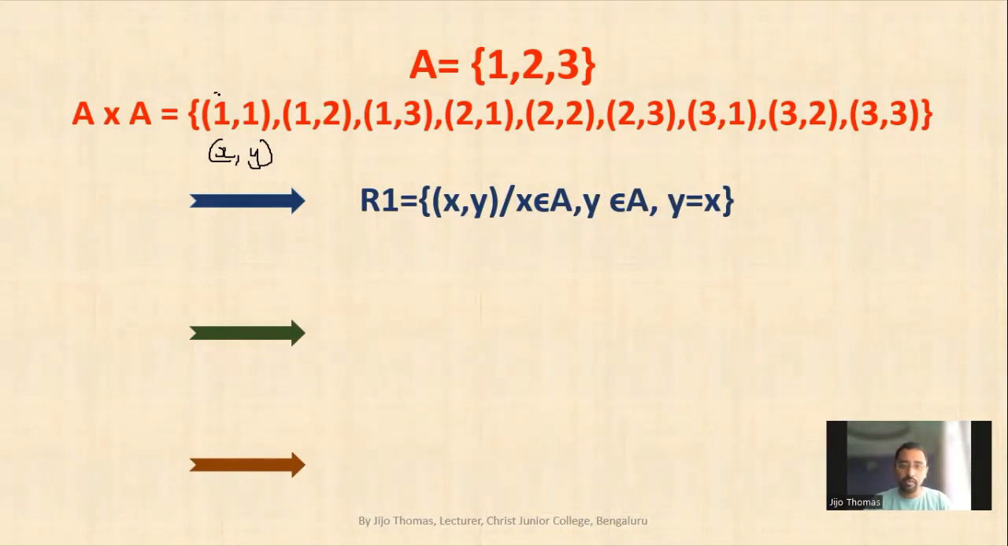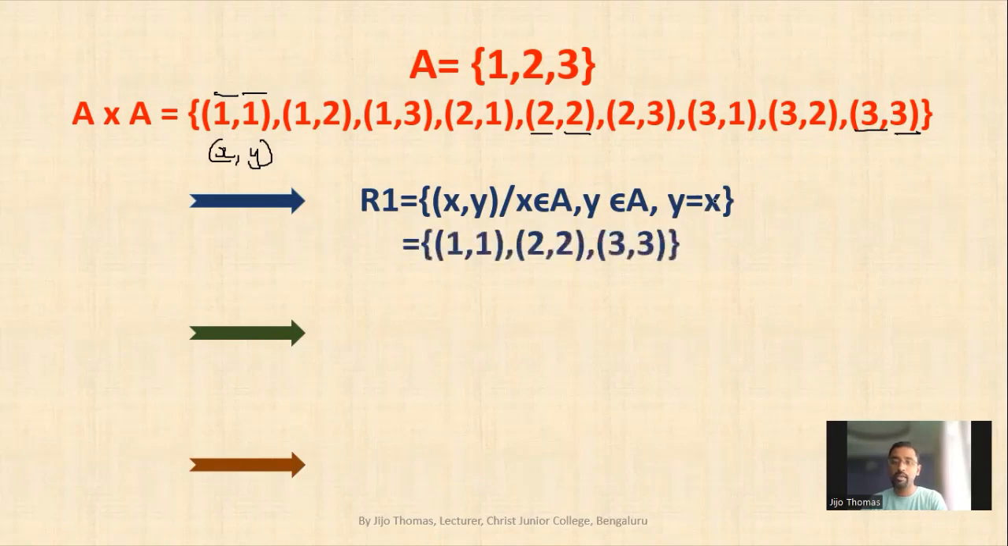So obviously here if you see, (1, 1), they are equal. (2, 2), that is equal. And (3, 3), they are equal. So my set which satisfies this condition, x equal to y, is {(1, 1), (2, 2), (3, 3)} from the set A.